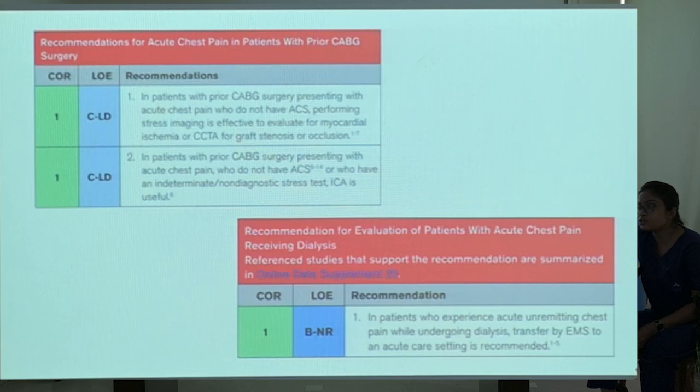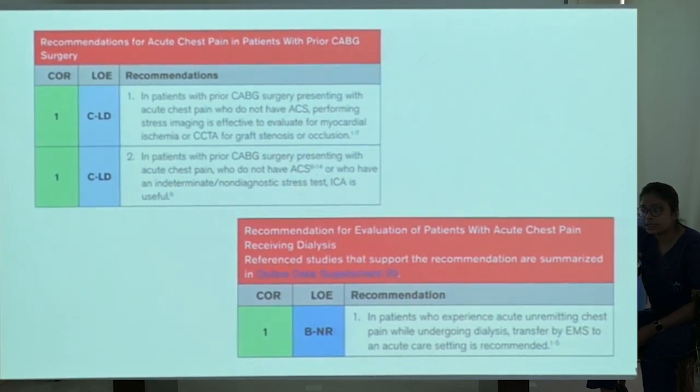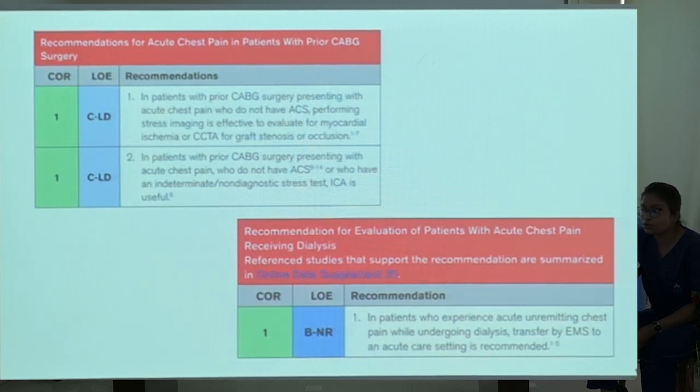There are different recommendations for acute chest pain with prior CABG surgery. In patients with prior CABG surgery presenting with acute chest pain who do not have acute coronary syndrome, performing stress imaging is effective to evaluate for myocardial ischemia, or coronary angio for graft stenosis or occlusion. Another class 1 recommendation is if they do not have ACS or have an indeterminate or non-diagnostic stress test, invasive coronary angio is useful, as I have already discussed in the previous slide.